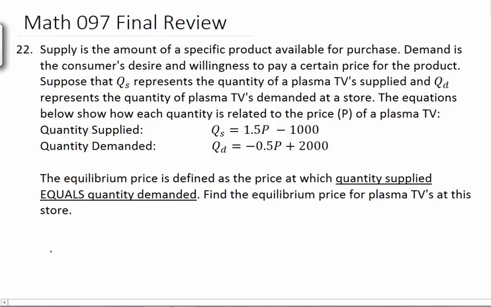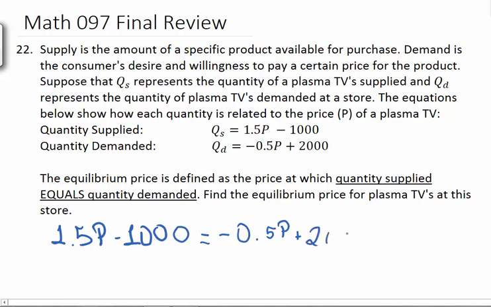The equilibrium price is defined as the price at which the quantity supplied equals quantity demanded. We want to find the equilibrium price. The part that's underlined tells us exactly what we want to do. We want to take the quantity supplied, which is 1.5p minus 1,000, and we want this to equal the quantity demanded, negative 0.5p plus 2,000. And so now it's just a matter of solving this equation.